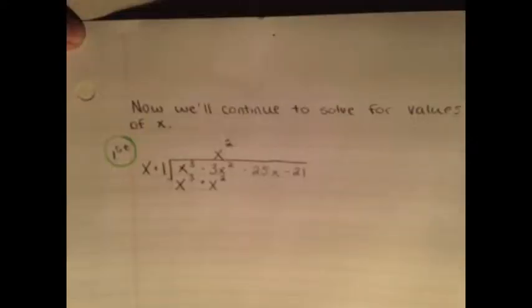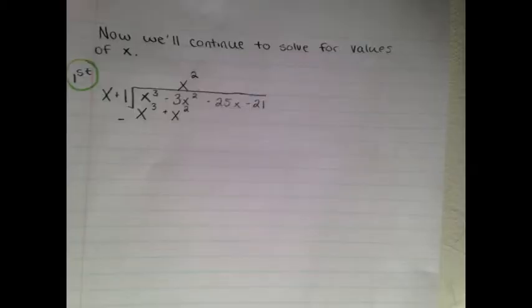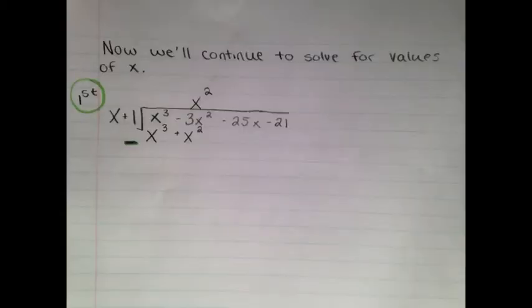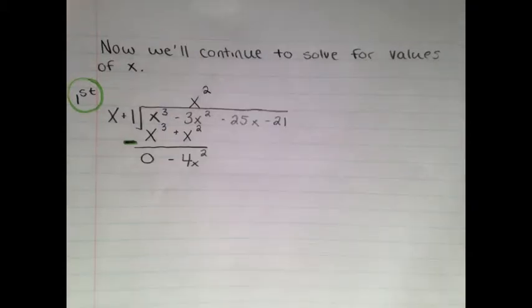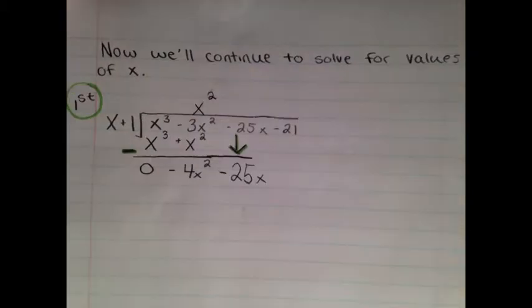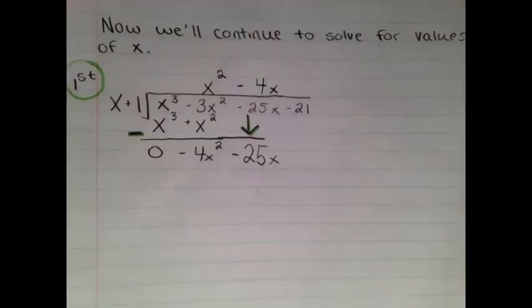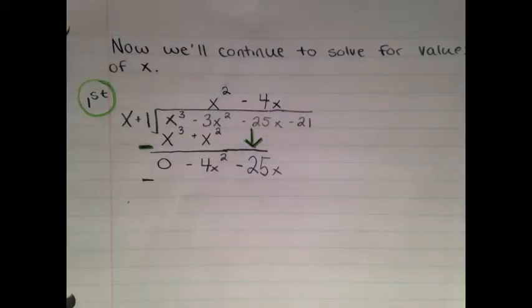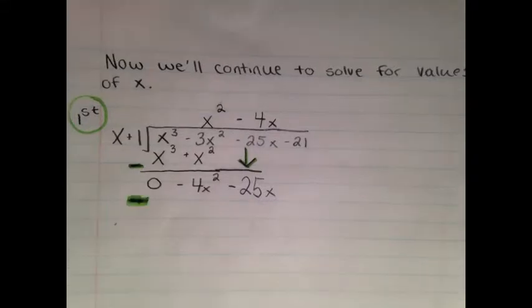Underneath x cubed and negative 3x squared, you would put x cubed plus x squared. You then subtract. The x cubes equals 0, but you have a negative 4x squared remaining. And you bring down the negative 25x. You then have to think, what number subtracted from negative 4x squared will give me 0? The answer is negative 4x. You then multiply negative 4x to x and then plus 1. You subtract those numbers to get your answer.